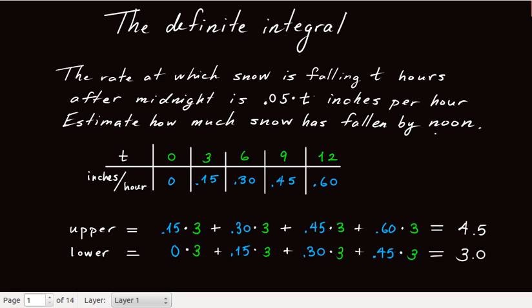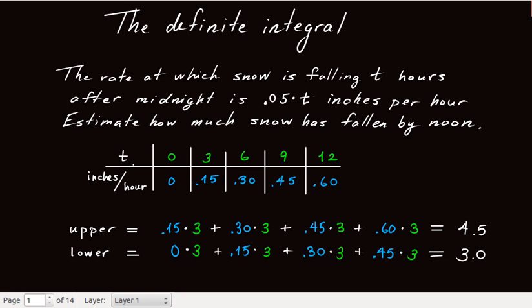So this is a total change problem. I want to figure out what's the total change given the rate of change. The rate of change is given by a function. The function is 0.05 times t. Okay, so we can estimate this with overestimates and underestimates like we did before.